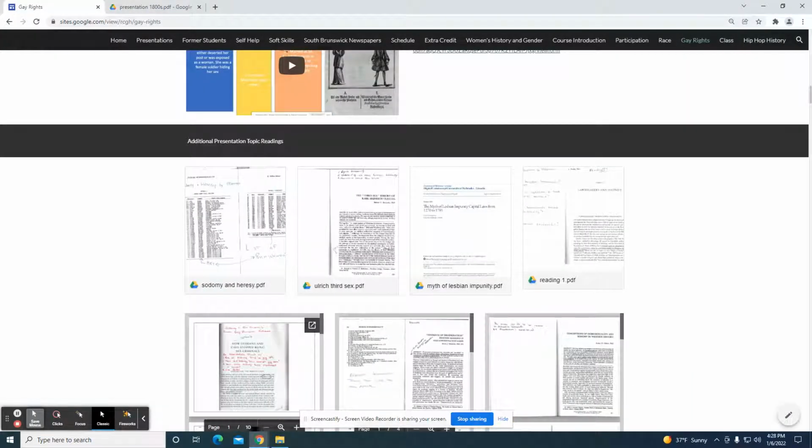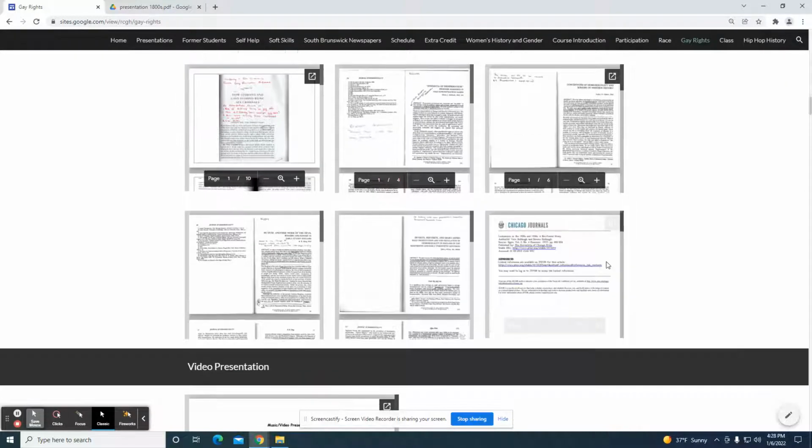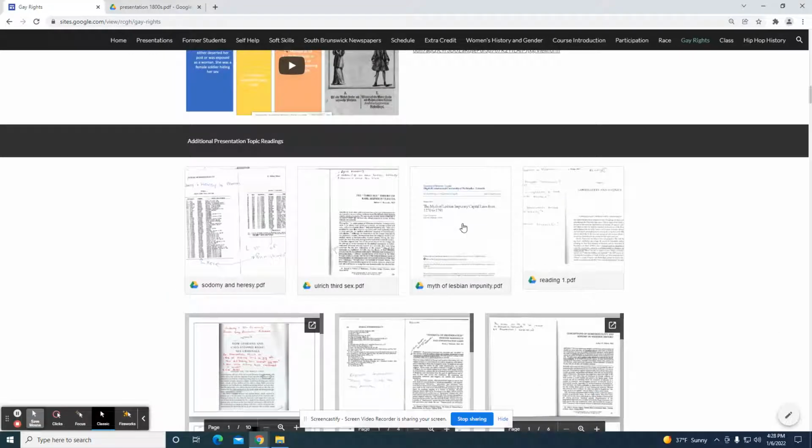Next up, we have the myth of lesbian impunity. And then all of the readings are just simply here in order. With the myth of lesbian impunity, students want to have an understanding at the end of that myth. Have lesbian women been targeted? Do we normally think of lesbian women as victims and targets? And if so, is that a myth? So the author here is trying to dispute that myth and argue that lesbian women definitely were targeted historically.